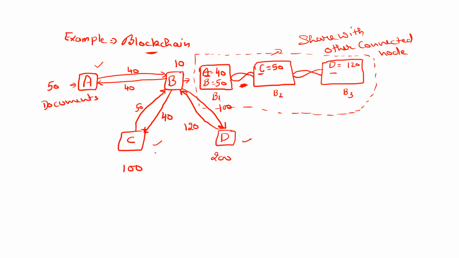Right? Now it's time for us to provide security to each and every block present in a group. For B1, we require to provide the security. B2, we require to provide the security. B3, we require to provide the security, right? So in this way, my blockchain works for sharing information.